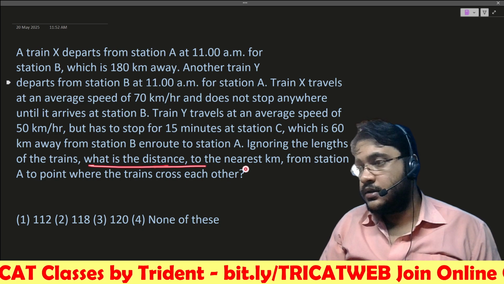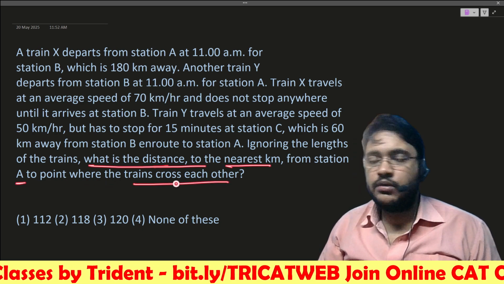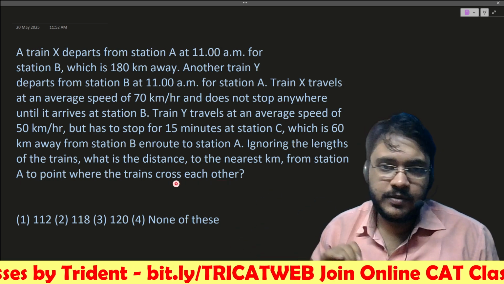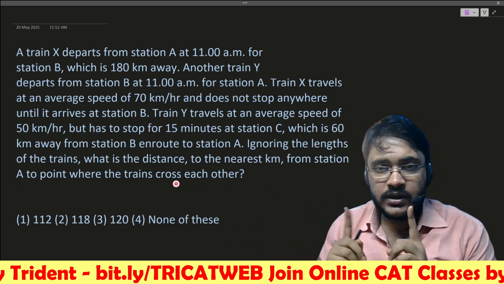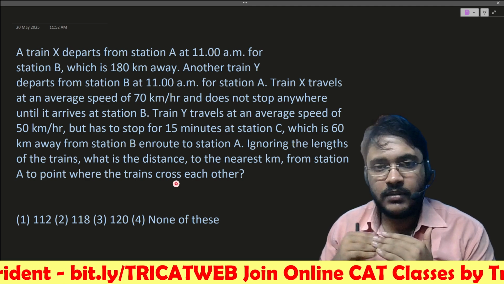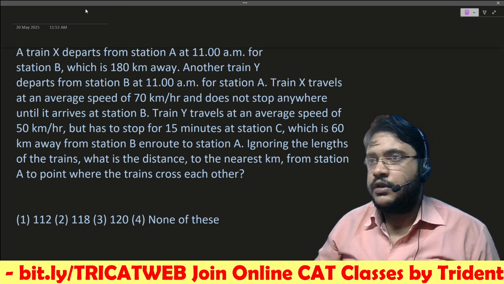What is the distance, to the nearest kilometer, from A to the point where the trains start to cross each other? Now, this is a question on relative speed, if you have understood it, because the time until the two trains start to cross each other is going to be the distance separating the two trains divided by the relative speed. Let's make some sense of this question now.